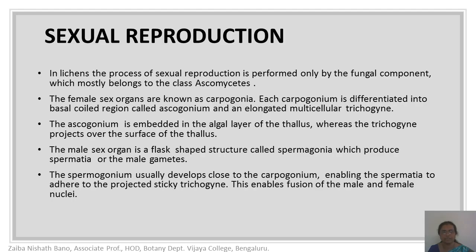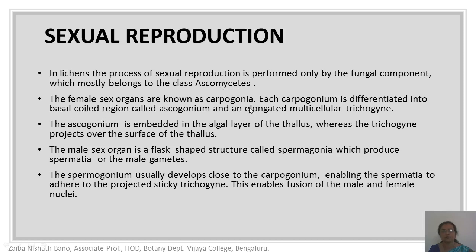Now with completing asexual reproduction, let us move on to sexual reproduction. In lichens, the process of sexual reproduction, as we discussed earlier, is performed only by the fungal component, which mostly belongs to the class Ascomycetes. So sexual reproduction follows the same pattern as we see in Ascomycetes fungi.